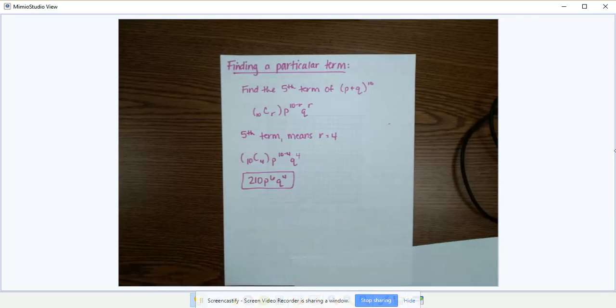That just saves you a lot of time. You don't have to actually expand the entire thing if they're just wanting one term. So it's a shortcut.